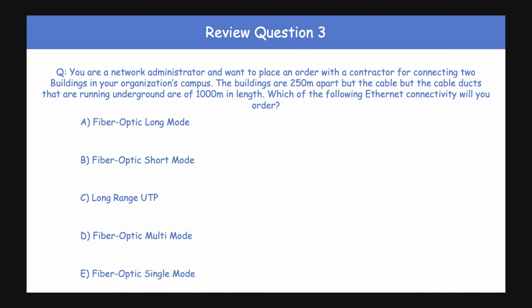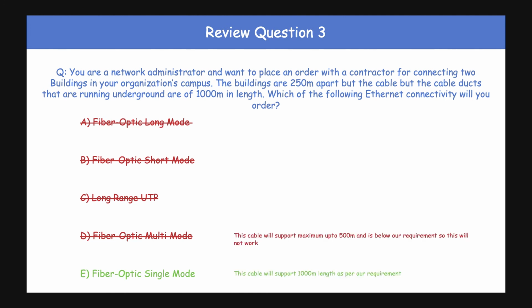Okay, the correct option is option E. The question states that the buildings are 250 meters apart. Had the information stopped here, the correct option would have been option D. But it goes on to say that the ducts in the ground in which the cable is going to be laid are 1000 meters in length, which exceeds the maximum length supported by multi-mode cable. Therefore, the correct option will be single mode cable, not option D. Options A, B and C are there just to confuse us. In the real world, these are non-existent.